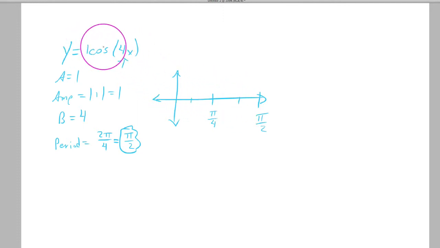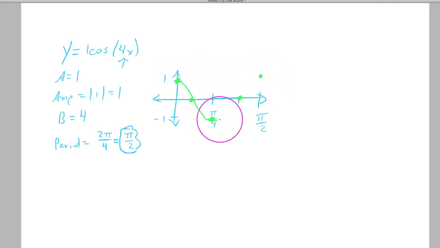Now the amplitude is 1, so we'll go 1 above and 1 below. And then to sketch in the rest of this, the normal cosine curve starts at its maximum. A fourth of the way through its cycle, it goes down to the ground level. Half of the way through its cycle, it goes down to its minimum. 3/4 of the way through its cycle, it comes back up to the ground level, and then goes here.